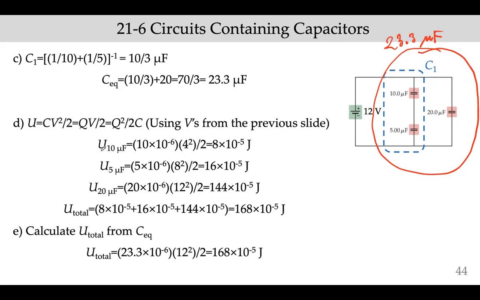Okay, now let's calculate the energy stored in these capacitors. This goes back to chapter 20. The energy stored in a capacitor is CV squared divided by 2. Or you can use QV divided by 2, or you can use Q squared divided by 2C. You can go from one equation to another by using Q equals CV.